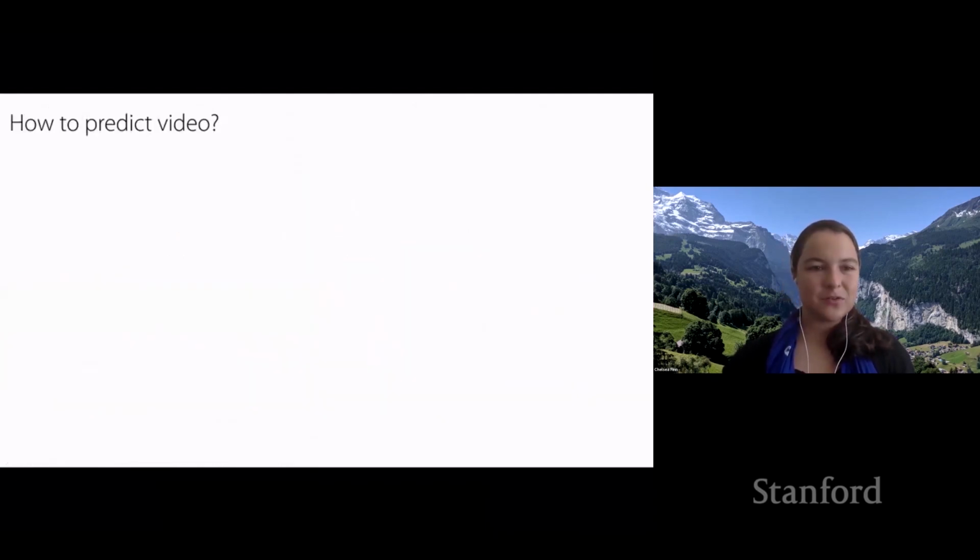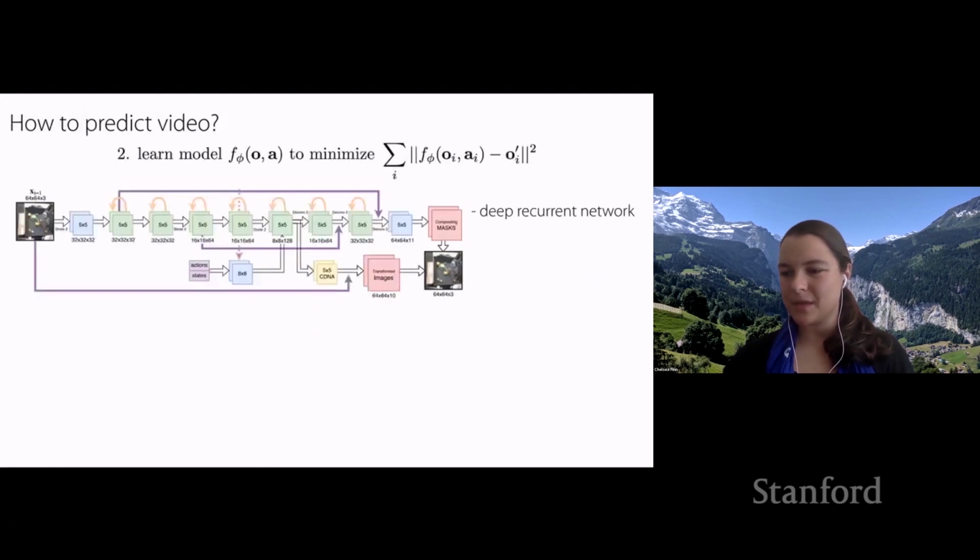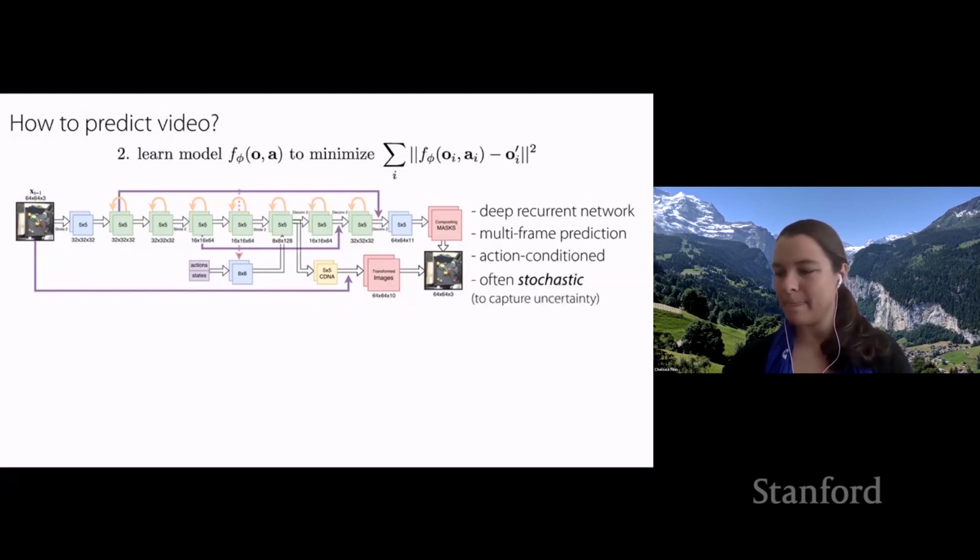There's a couple details here. So how do you predict video? This corresponds to a video prediction model, like I said before. There's a number of different models out there. Some of the important elements of this is to have a deep recurrent model that predicts multiple frames into the future. And it's also important for it to be conditioned on the actions that you take so that it predicts the future based on the planned actions that you want to take.